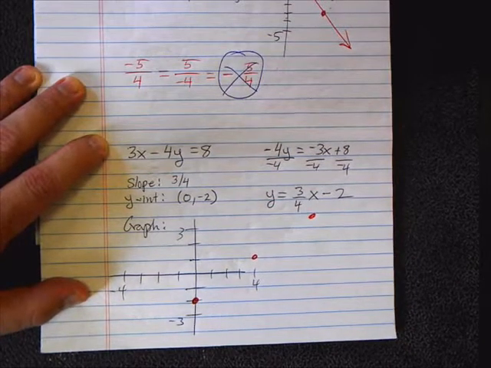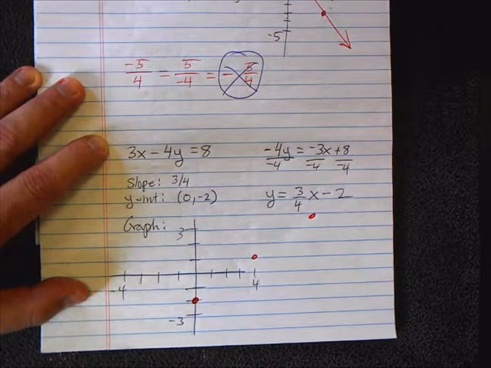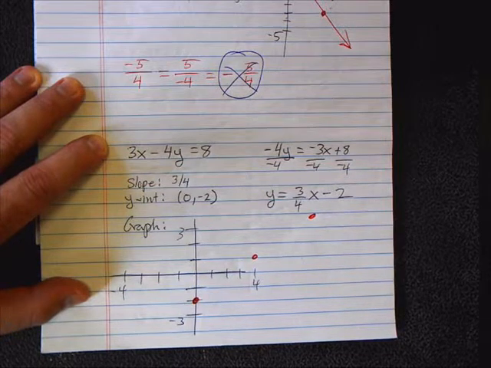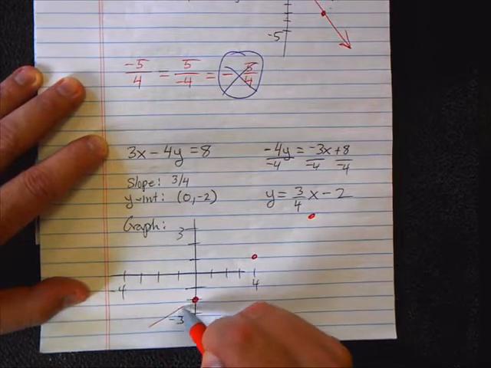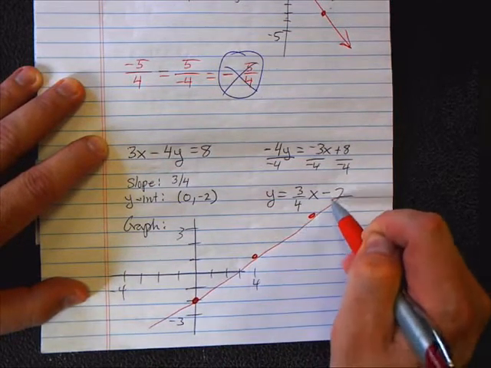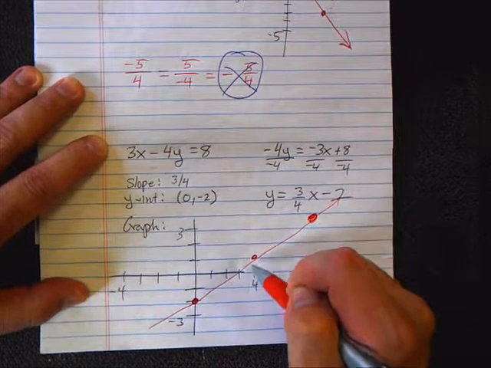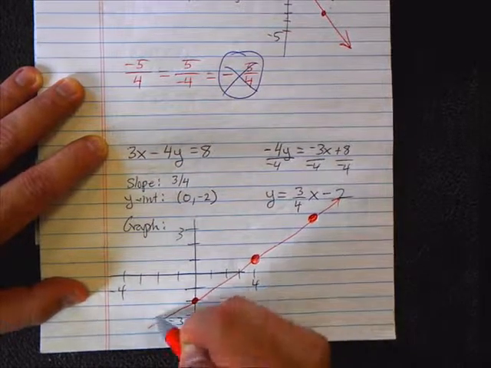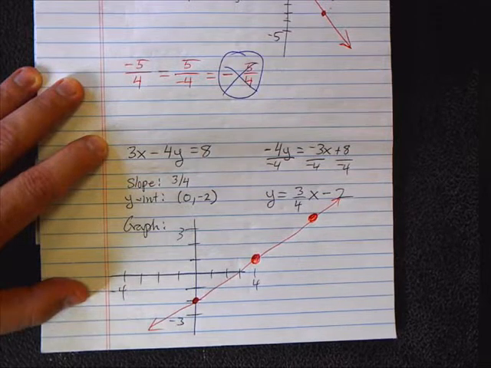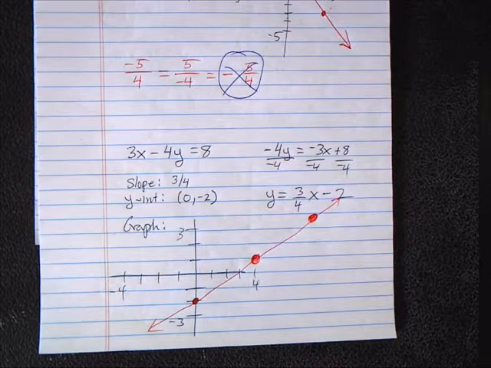How many points do you really need to draw? 2 is the bare minimum. Not a bad idea to draw 3 or more, though. Connect the dots. And again, I got to make my dots bigger because I missed. And here you go. Questions about that?